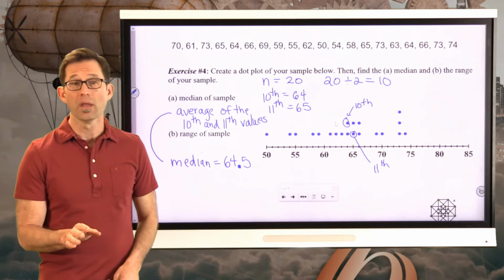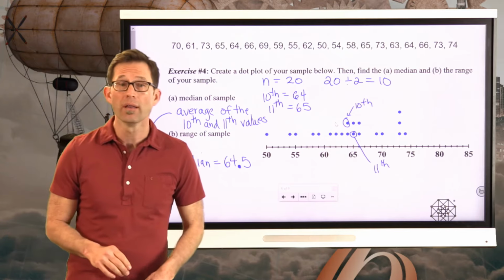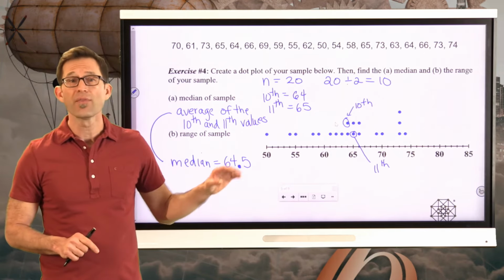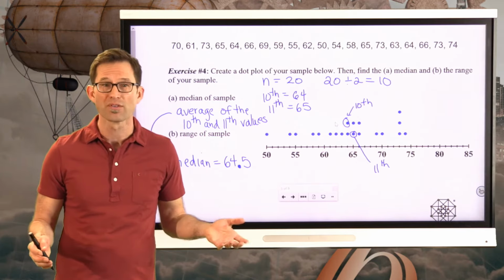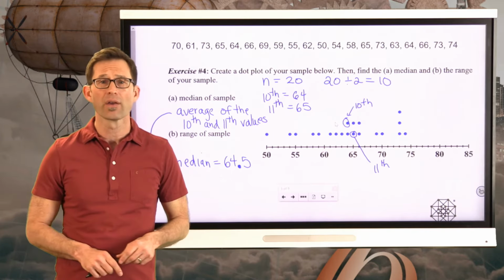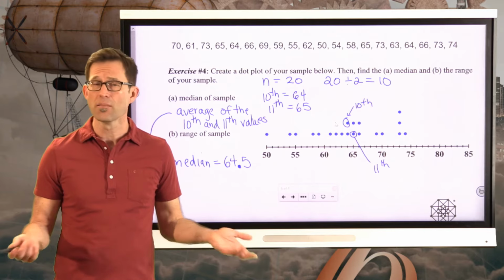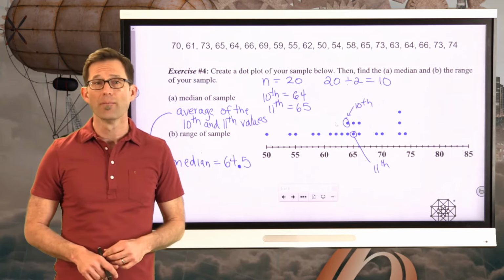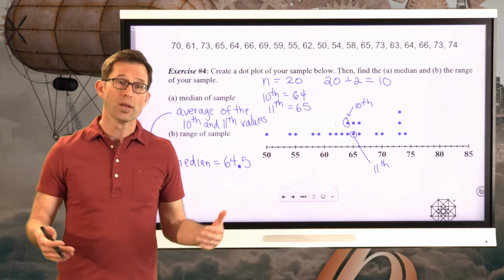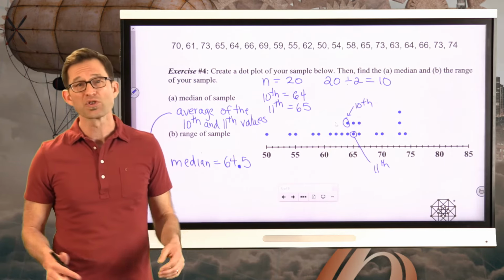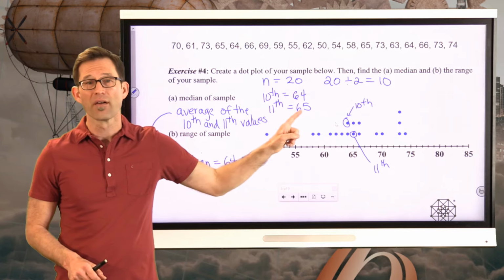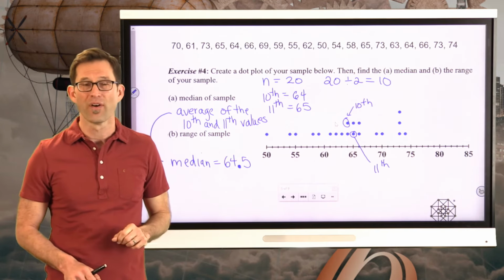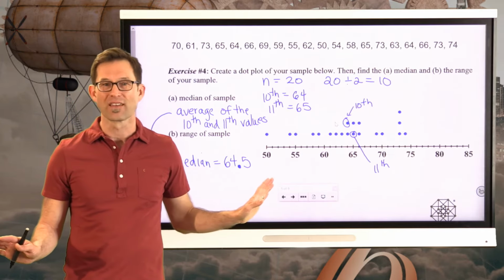You may have come up with a median that was a nice whole number, right? In fact, your median will oftentimes be a whole number if the 10th and the 11th value are the same number. So if the 10th and the 11th value for you were both 66, then the median is 66. If your 10th and 11th value were both 62, then your median is 62. For me, unfortunately, my 10th value is 64, my 11th value is 65, so when I average them, I get 64.5.